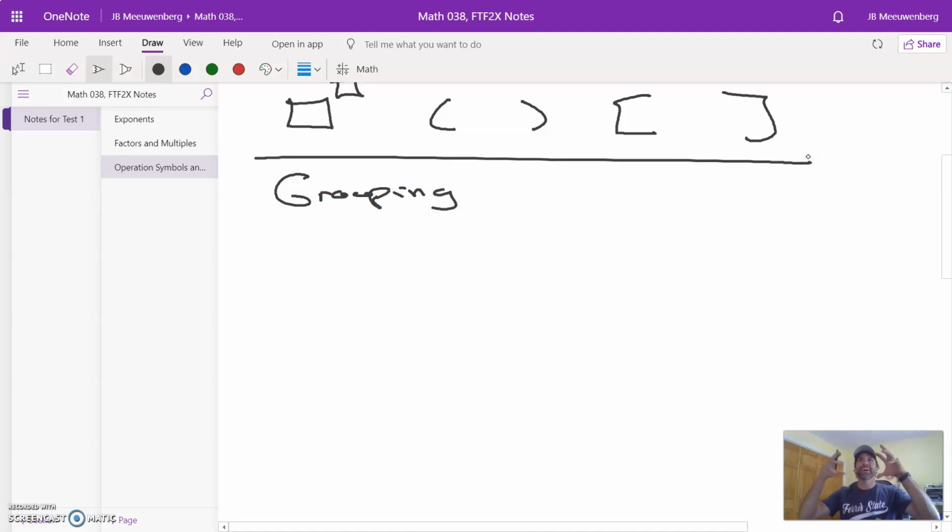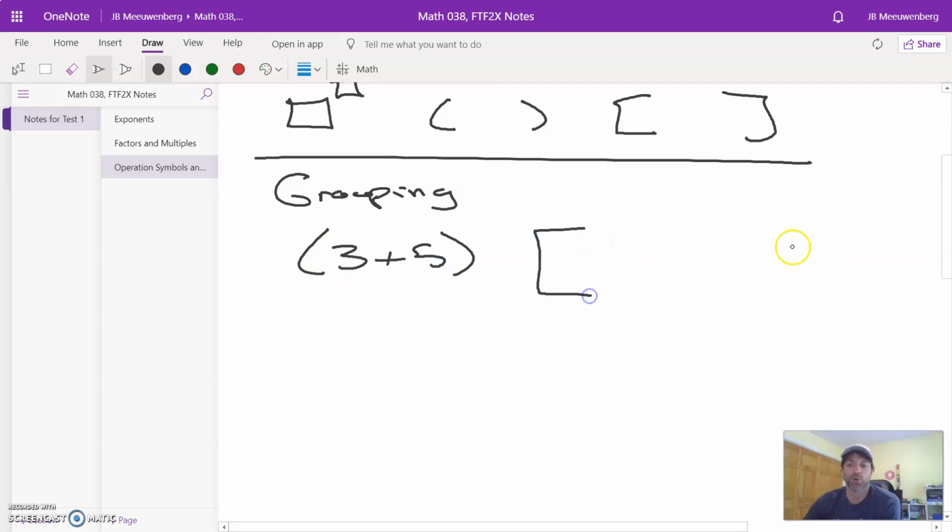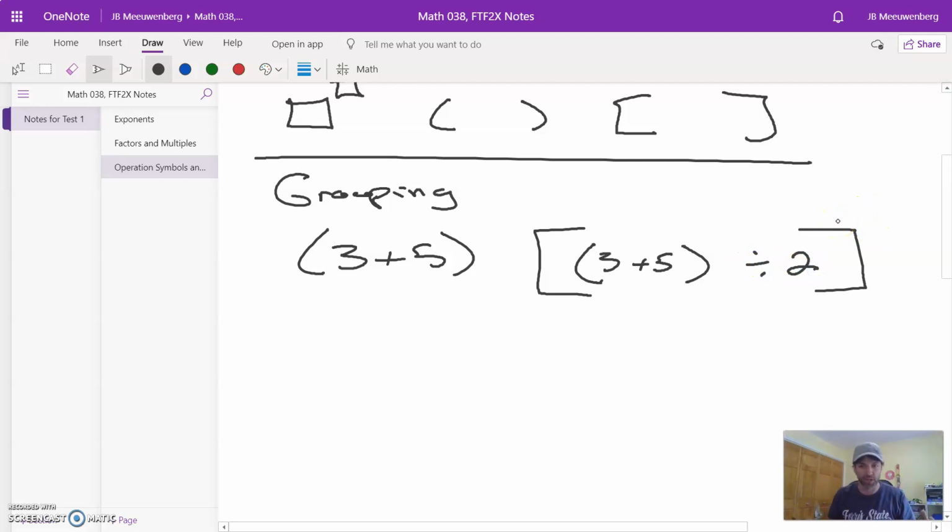Sometimes we have a big long process of problems, a bunch of numbers that we need to do stuff to. We call those operations. But we need to group a certain part of the problem. And so we might use parentheses to do 3 plus 5, and then there's other stuff to do around it. Sometimes we use brackets, which are the same thing as parentheses, but we often use them when there would be parentheses inside. 3 plus 5, and then we might say divided by 2, and then outside of the bracket there could be more stuff.